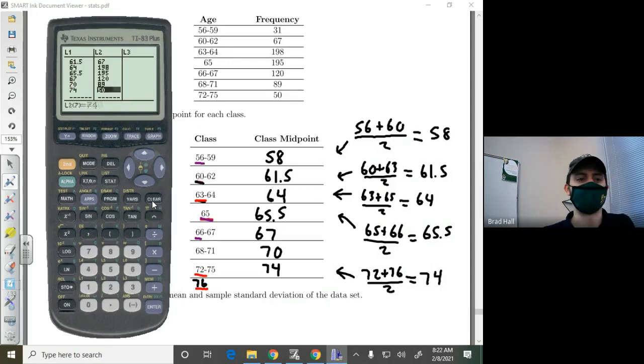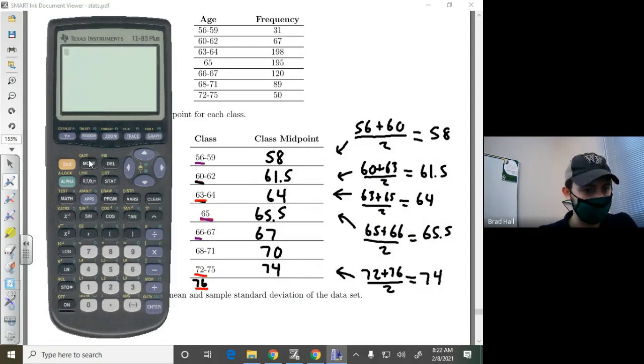Again, you want to make sure that your list sizes are the same, or you might have typed in an extra value or missed a value. It should definitely be the same. Quit out of that. Go back to one variable statistics. You have this screen, second 1, comma, second 2.